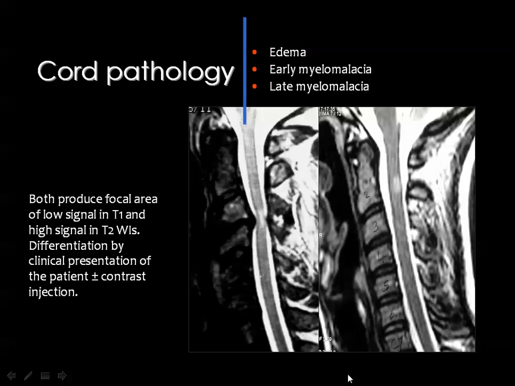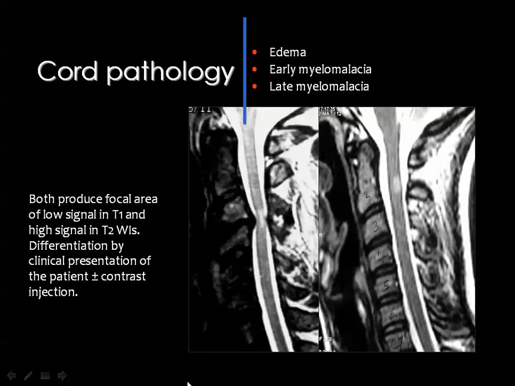Then finally we came to the cord pathology. In cord pathology, we have three issues also: cord edema, early myelomalacia, and late myelomalacia. All these lesions will appear of low signal in the T1 and bright signal in the T2. And you cannot by MRI discriminate between these three items.